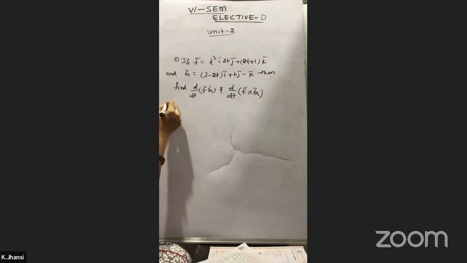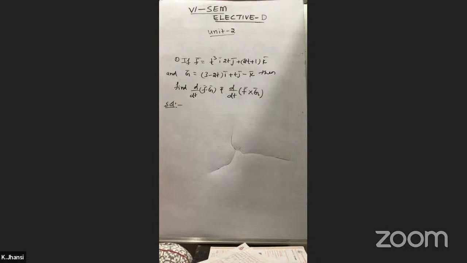So the solution is: dot product and cross product means you first write the function f, then write the function g, then find the value of f dot g, and we have to do the differentiation of that one. Okay.